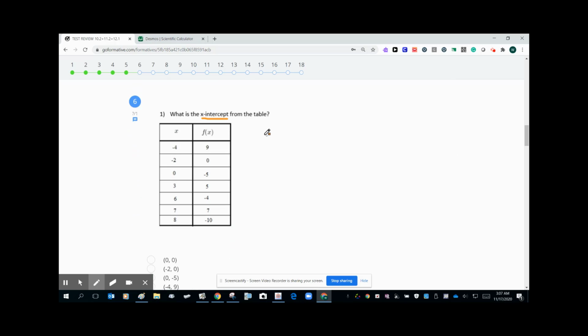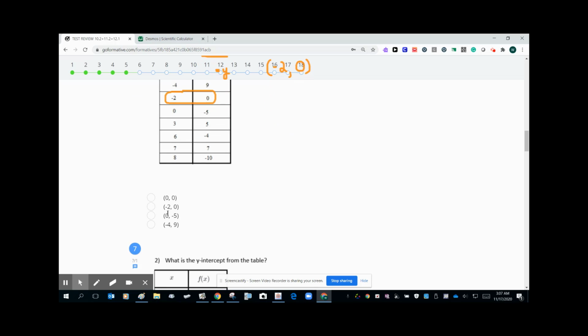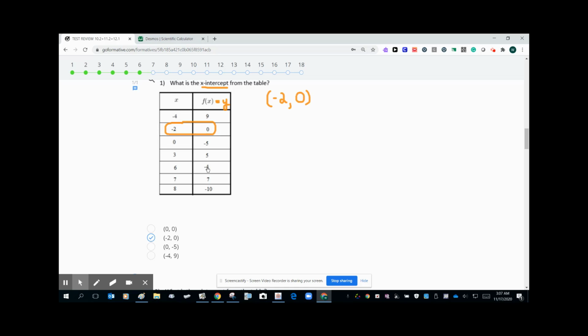If you remember x-intercept, we're looking for something that has 0 for y. So if we're looking at the table here, the one that has 0 for y, which by the way, f of x is the same thing as y, we notice then that the x-intercept will be -2. So that means we're going to select the second one. Okay, and if you notice right there, we got a green light. Very good. Let's go on to the next one.